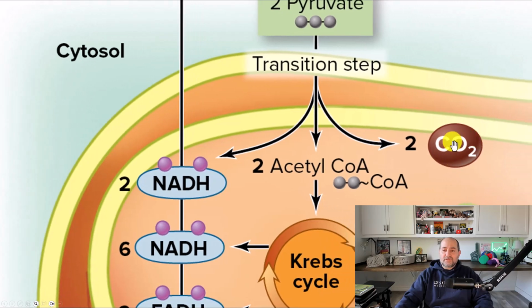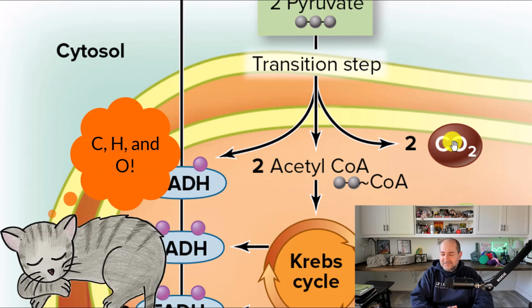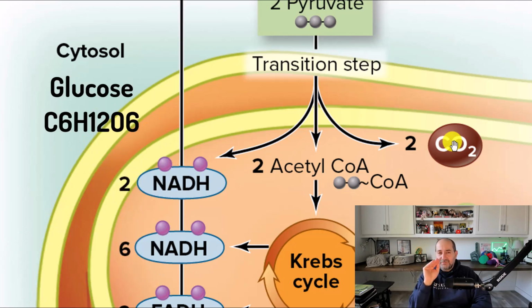Do you remember glucose is made up of 3 elements? What are the 3 elements? Can you beat Wicket? That's right, as always, Wicket. Carbon, hydrogen, and oxygen. Okay, glucose is made up of carbon, hydrogen, and oxygen.